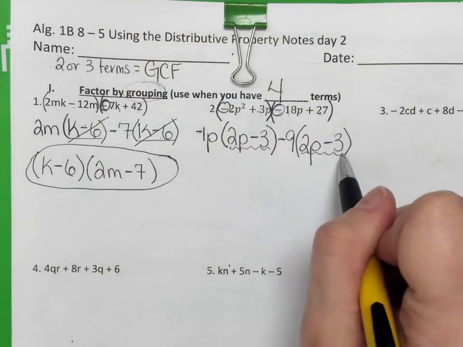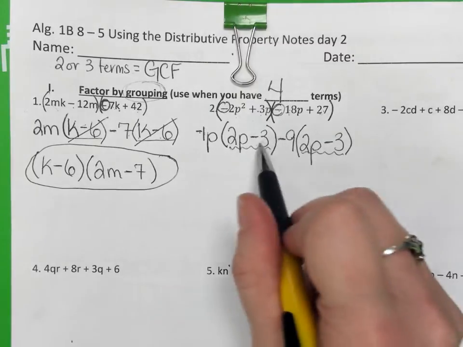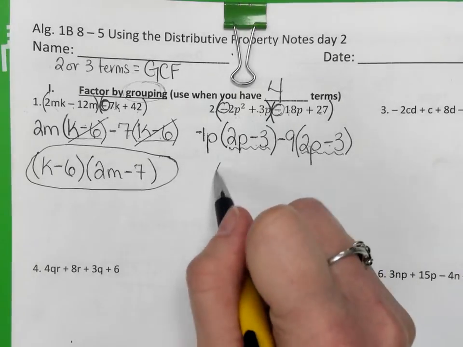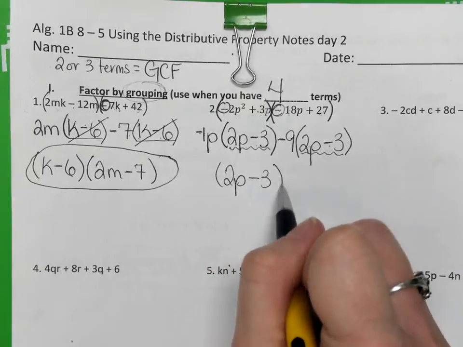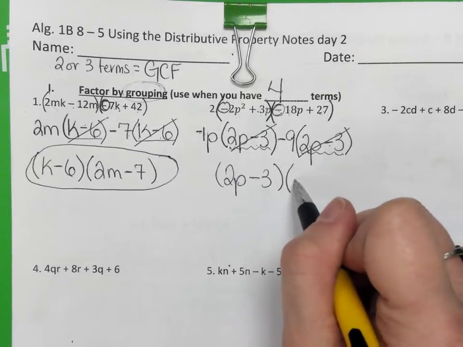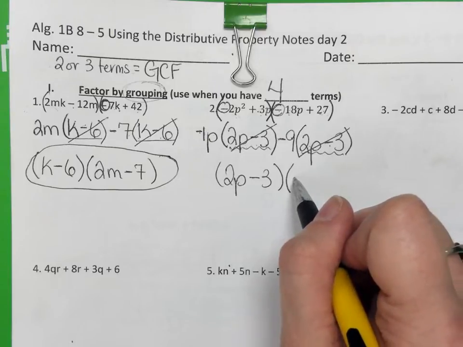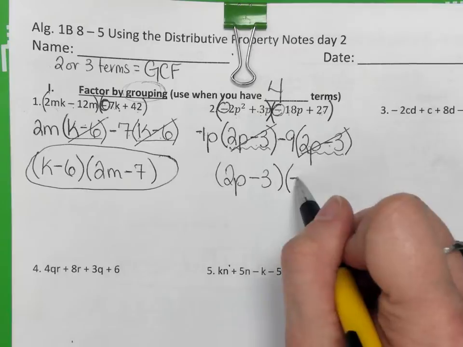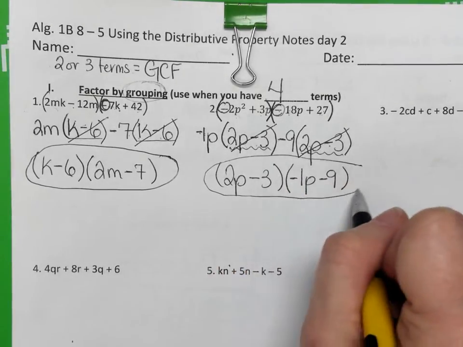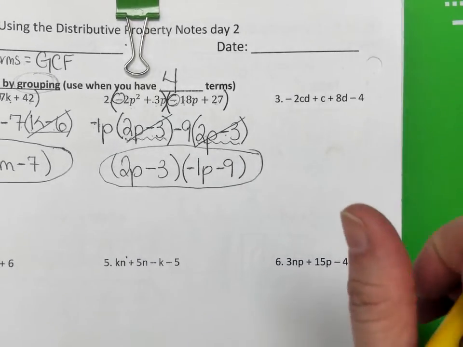How do I know I did it right? They came out the same, right? If they're the same, where do we bring something that's the same? Down to the front. All right, what's left? Bring the 1P down. Negative 1P and negative 9. There you go. Got to do them in order. All right, one more. Then I'll let y'all do some.